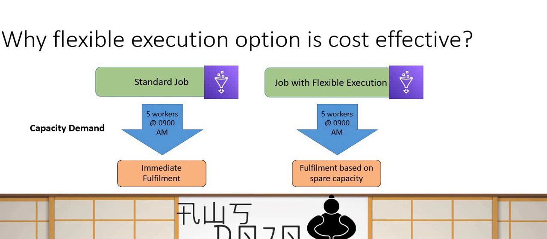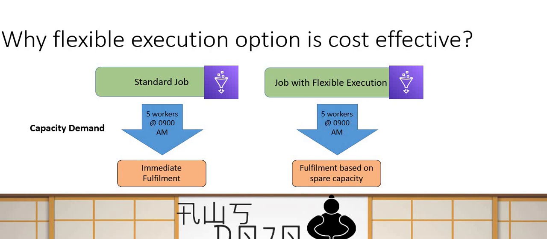So if AWS has spare compute capacity for Glue, then that capacity will be given to the flexible job, otherwise not. That means that job will not necessarily start at 9 a.m. It will all depend on whether spare capacity was available for the job at that point in time, and if available, then that capacity is given. If not, it is not given.